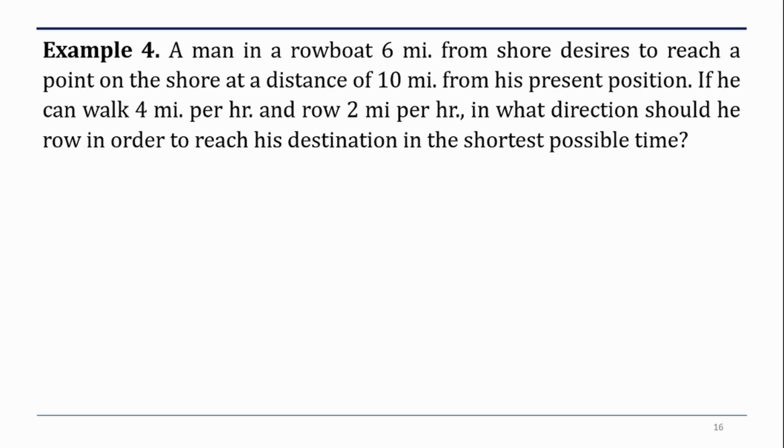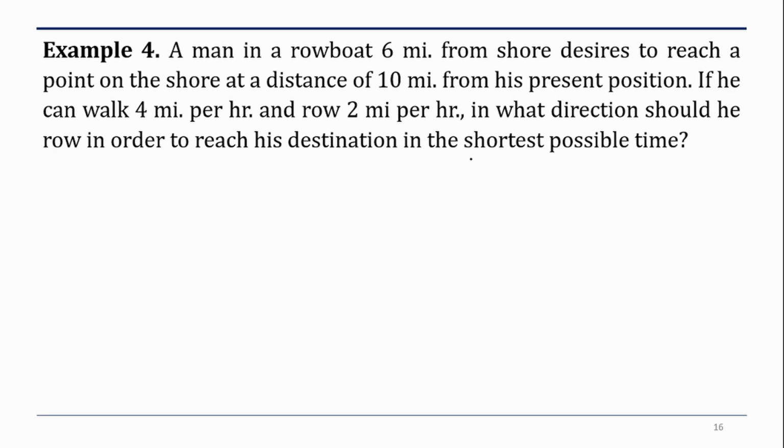So, punta tayo sa example number 4. We have a man in a rowboat 6 miles from shore desires to reach a point on the shore at a distance 10 miles from his present position. If he can walk 4 miles per hour and row 2 miles per hour, in what direction should he row in order to reach his destination in the shortest possible time?